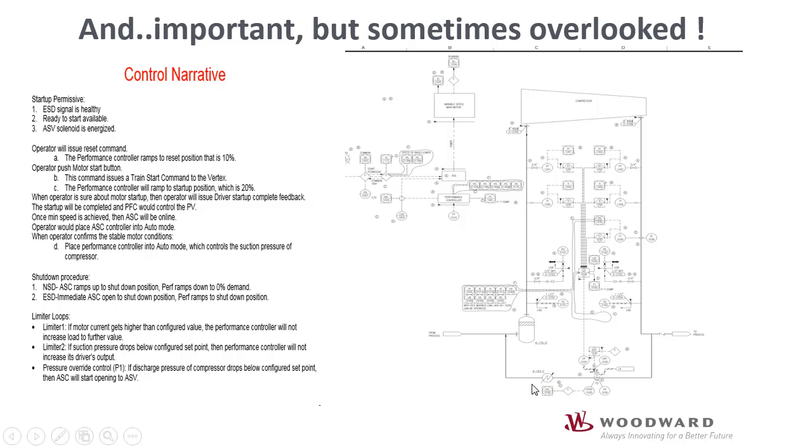Now, from the PNID, we can also figure out how many overall control schematics we need. For example, in this PNID, we need one anti-surge controller, and we also need one performance controller to control the speed. The third thing, which is very useful for control narrative, is the startup or shutdown sequence.